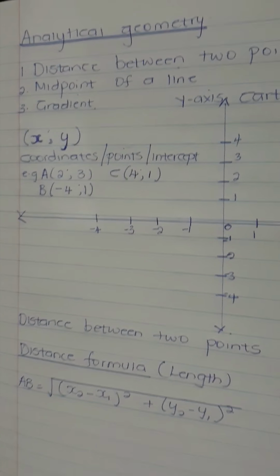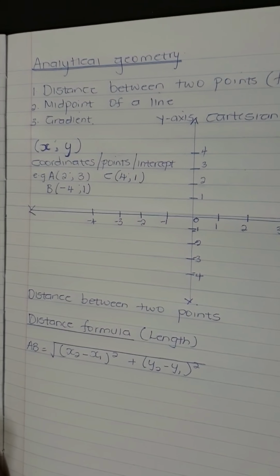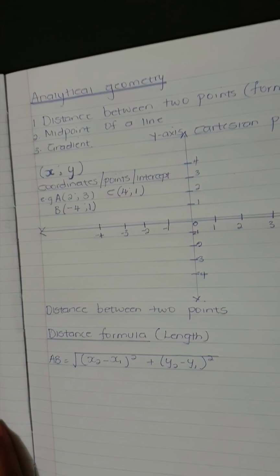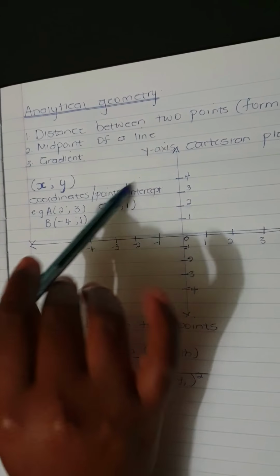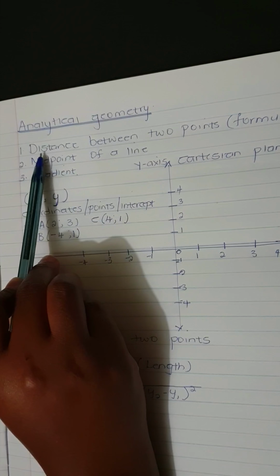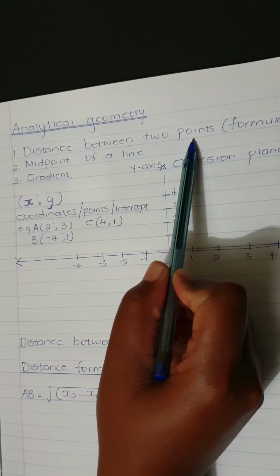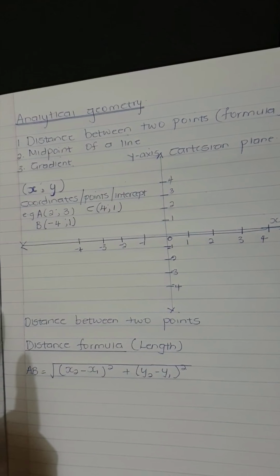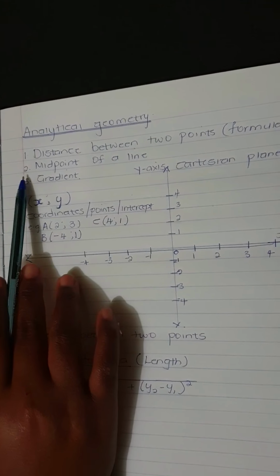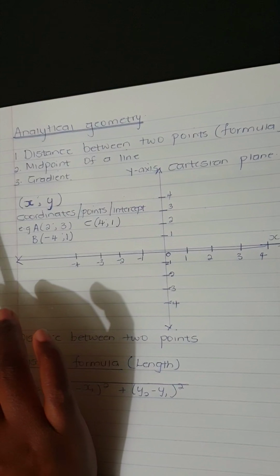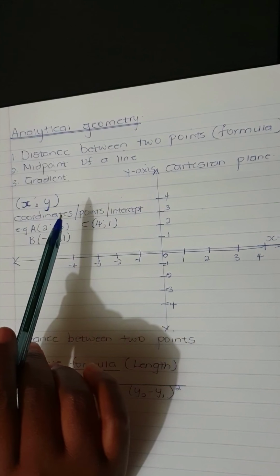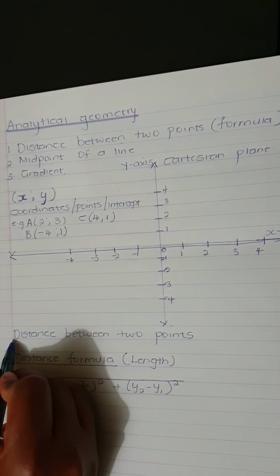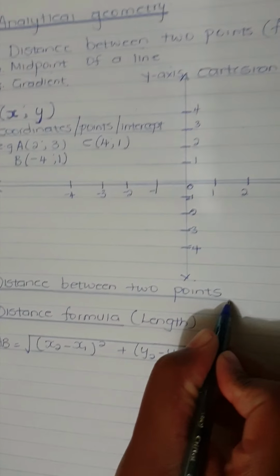Okay, so under analytical geometry, there's 3 things we will discuss. Number 1, distance between 2 points. So we will calculate the length between 2 points. And then we will calculate midpoint of a line, and then from there we calculate the gradient. But today, lesson will be based on distance between 2 points.